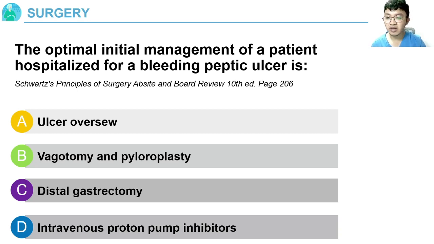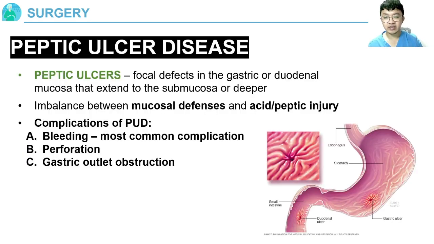So the initial management for a bleeding peptic ulcer is not surgical, right? It's usually conservative at the onset unless the patient presents with contraindications for conservative management, such as hemodynamic instability and a surgical peritonitic abdomen. Peptic ulcers are focal defects in the gastric or duodenal mucosa that extend to the submucosa or even deeper. This is usually due to imbalances between mucosal defenses and acid or peptic injury.